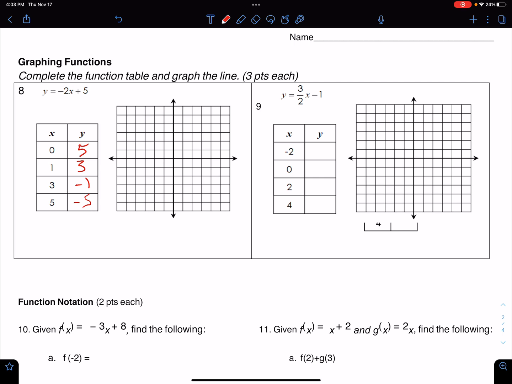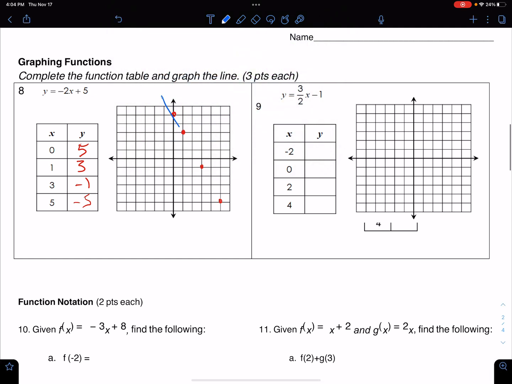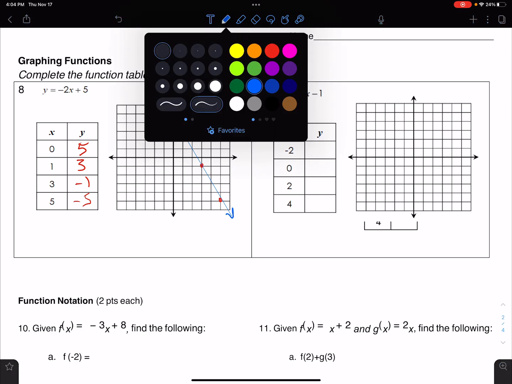The next thing I'm going to do is graph each point. So I'm going to graph 0, 1, 2, 3, 4, 5. Put a dot. I'm going to graph 1, 3, and put a dot. I'm going to graph 3, -1, and put a dot. Then I'm going to graph 5, 1, 2, 3, 4, 5, -5, and put a dot. So I graphed my 4 dots right here. And my last step is I'm going to connect those dots just like so. I'm going to put arrows on either side of the line, because that's what mathy people like. They like the arrows. Okay, on to the next one.